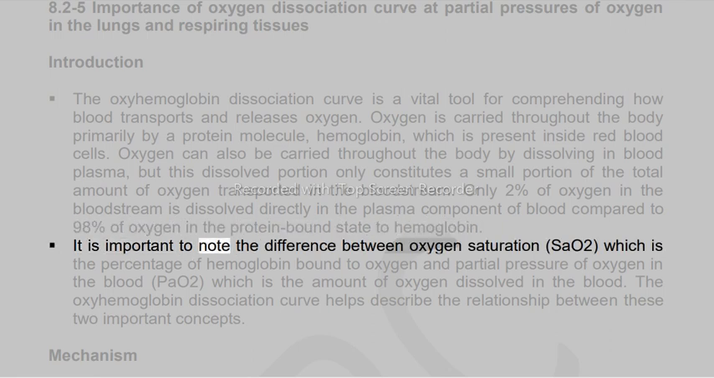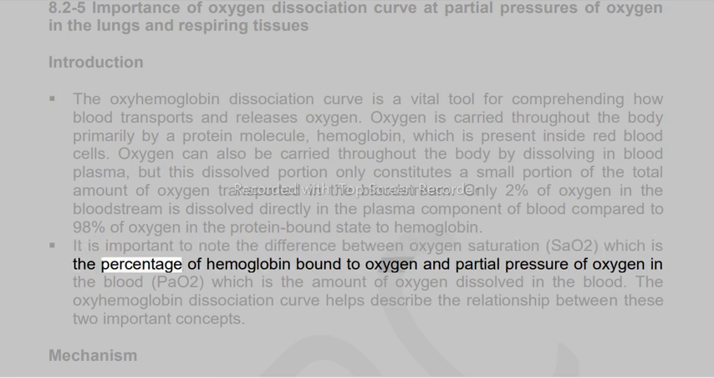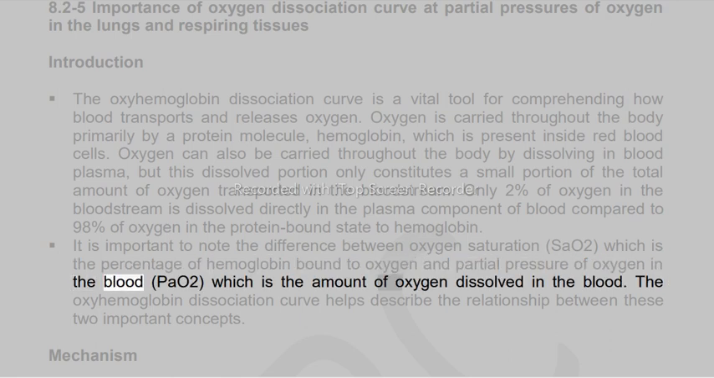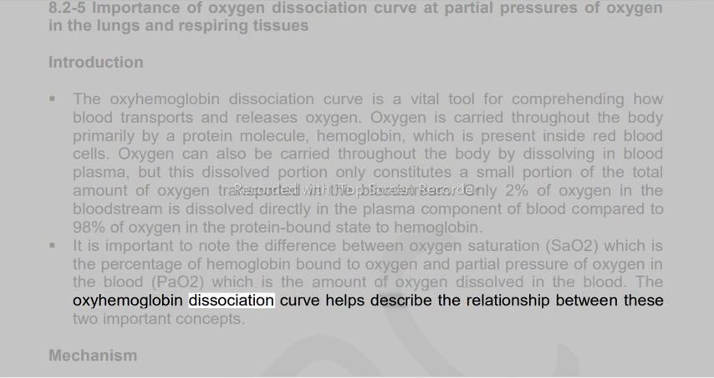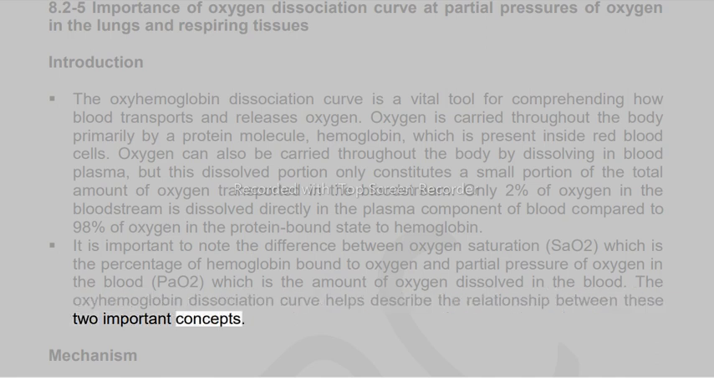It is important to note the difference between oxygen saturation, SaO2, which is the percentage of hemoglobin bound to oxygen, and partial pressure of oxygen in the blood, PaO2, which is the amount of oxygen dissolved in the blood. The oxyhemoglobin dissociation curve helps describe the relationship between these two important concepts.